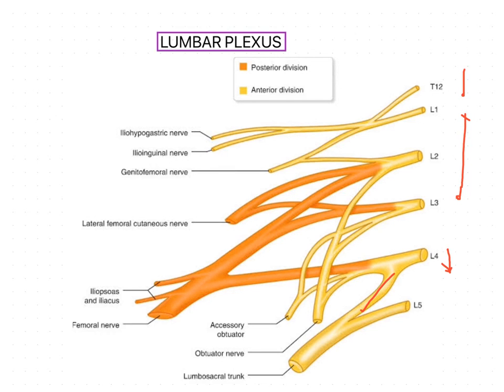What are the root values of this lumbar plexus? L1 to L4, and out of L1 to L4, the entire lumbar nerves which take part in lumbar plexus are L1, L2 and L3, and a small twig which is also coming from T12. Now let us see the prefixation and post-fixation of the plexus. The same thing, prefixation and post-fixation, we have already studied in brachial plexus.